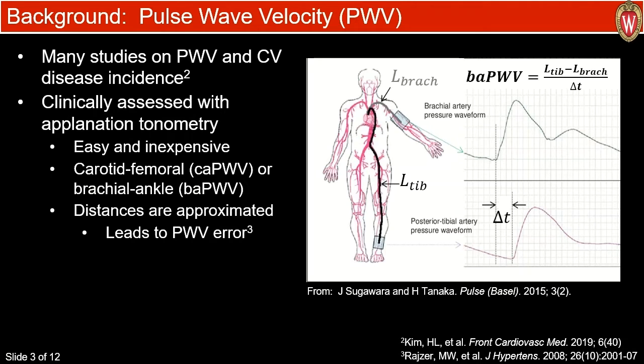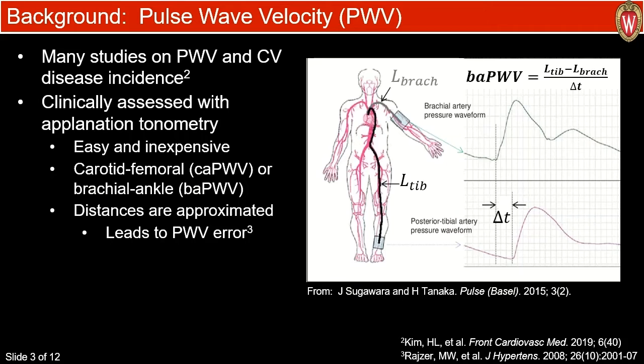Most clinical studies assessing pulse wave velocity have utilized applanation tonometry, primarily because it's easy to perform and it's relatively inexpensive. So in this method, pressure waveforms are obtained in either the carotid and femoral arteries or in the brachial and tibial arteries. And the time delay between these pressure waveforms is a function of both vessel distance and vessel stiffness between the heart and these measurement locations.